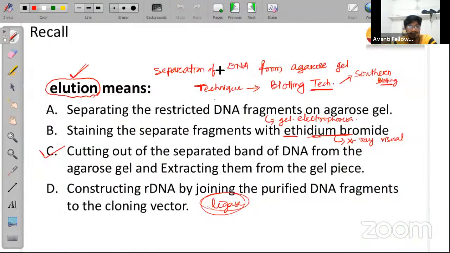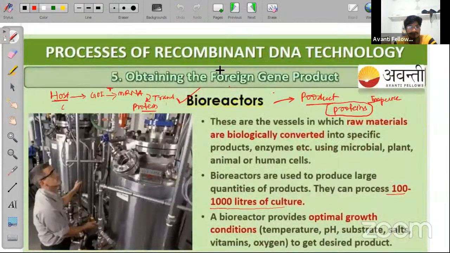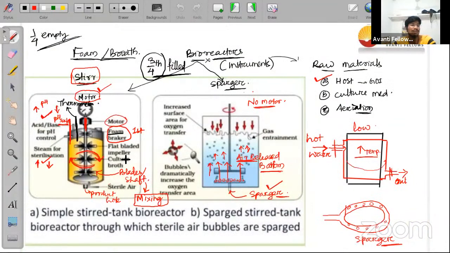So let me tell you a little about the bioreactor. There are two types of bioreactors, stir type and sparger type. These bioreactors are the instrument where raw material or a host, culture medium, aeration, everything will be provided, and it will allow the hosts to grow. The hosts are allowed to undergo transcription and translation and to produce the protein or other things.